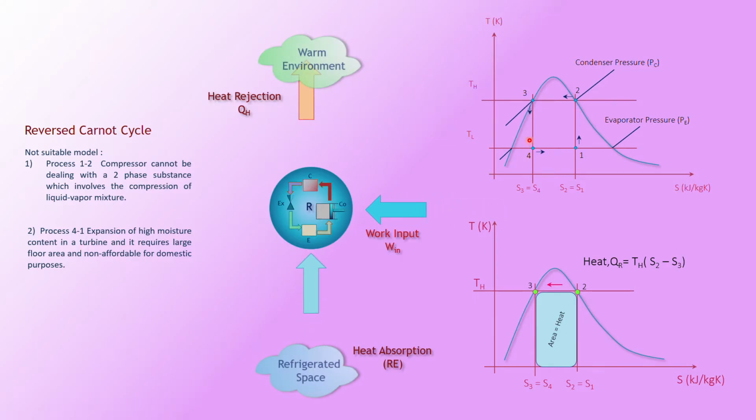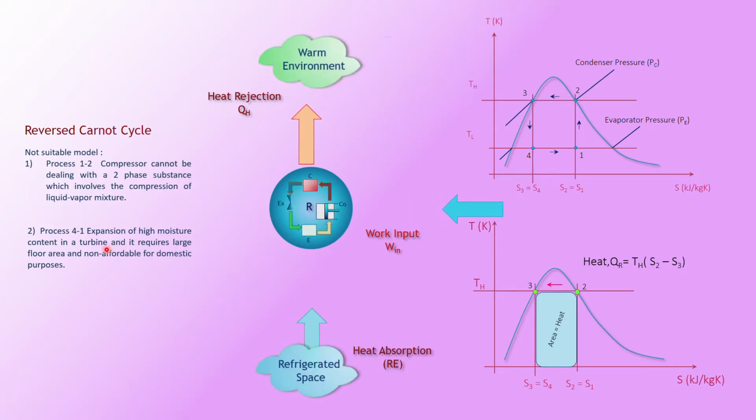If, let's say for example, this is a Carnot cycle, 3 to 4 would be a turbine. It would be a turbine, not an expansion valve. It would be a turbine from 3 to 4 for the reverse Carnot cycle. So process 4 to 1, expansion of high moisture content. This whole thing here is of high moisture content from 4 to 1, in the turbine, and that makes it unsuitable.